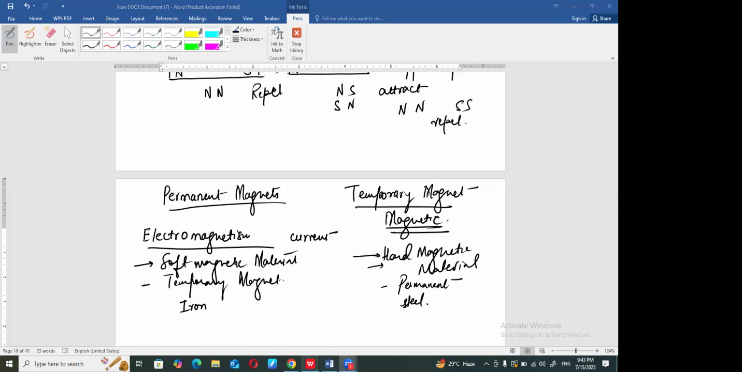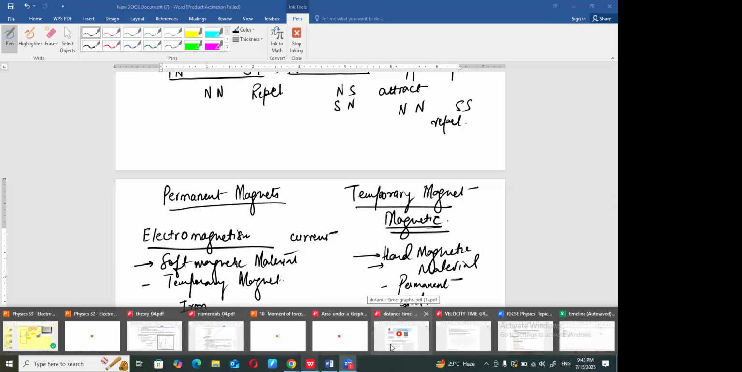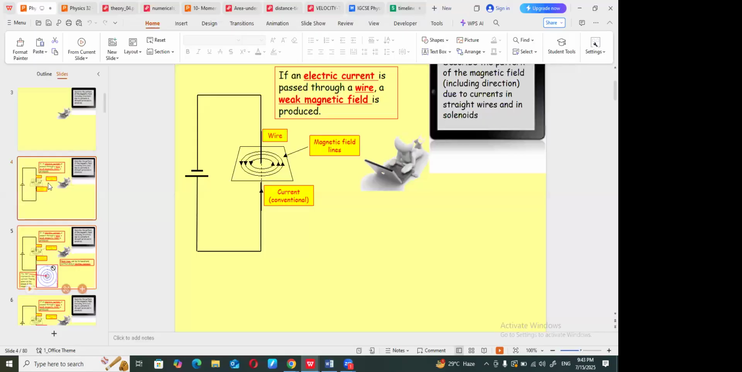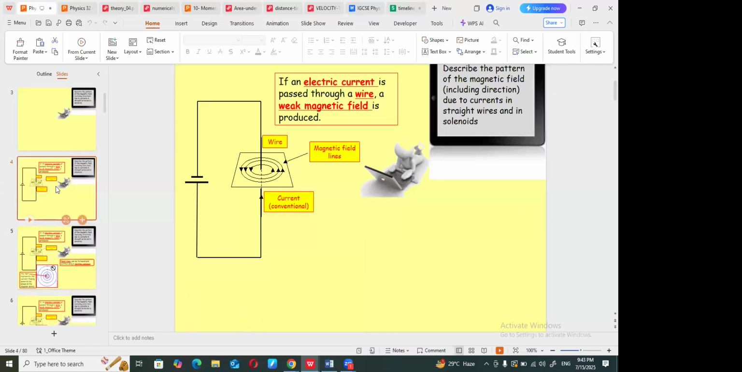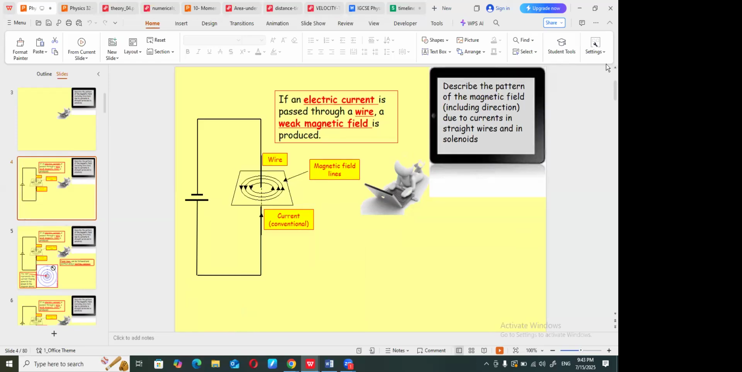Now, we will start from the very basics. Check this out, this is very interesting. Let's take a wire. As I told you, we are not working on permanent magnets, the hard magnetic. We are always talking about a soft magnetic material, because it can be used for different purposes. It will be a temporary magnet, and once we want to use it, we will use it, and then it will turn back into a simple magnetic material.